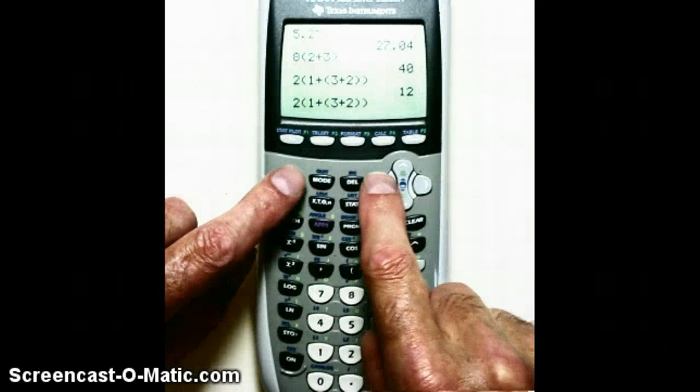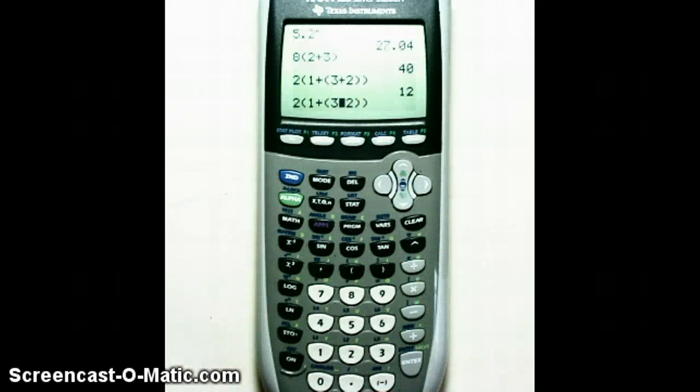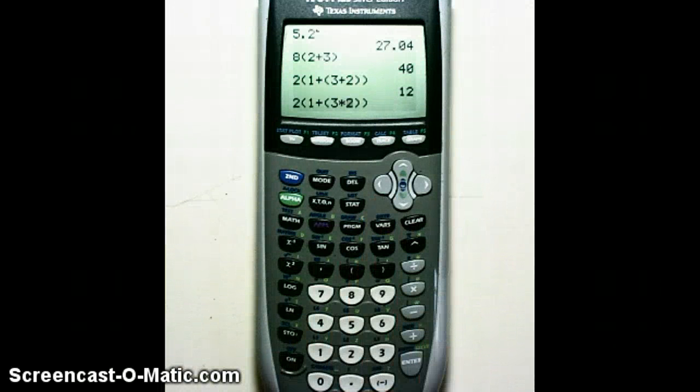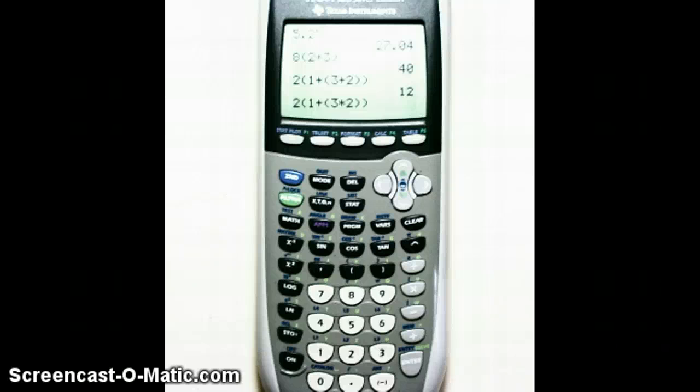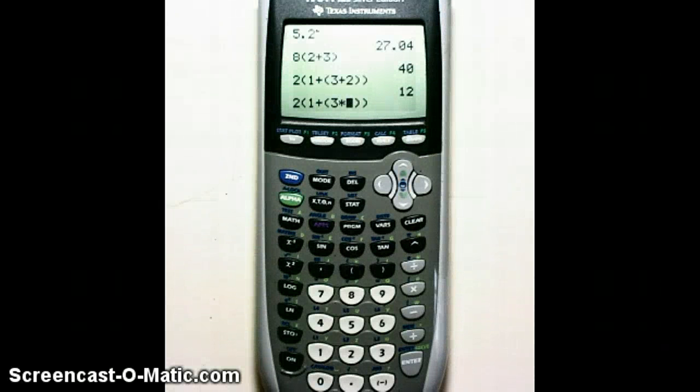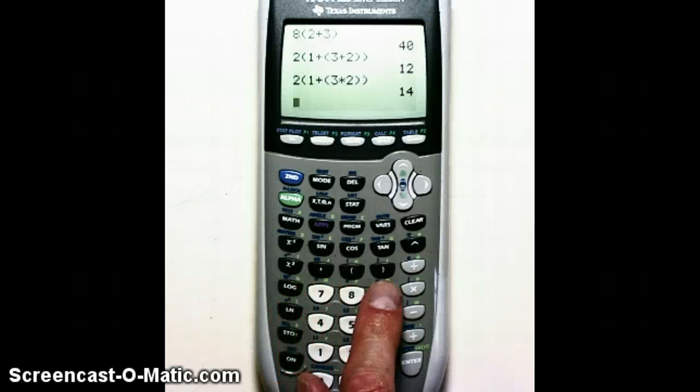All right, so let's make it a little complicated. Notice how I used the key to go back into a numerical expression. Now what is it going to do? It's going to do 3 times 2, which is 6, add 1 is 7, times 2 is 14. That makes sense? Okay. So we're talking about these keys right here.